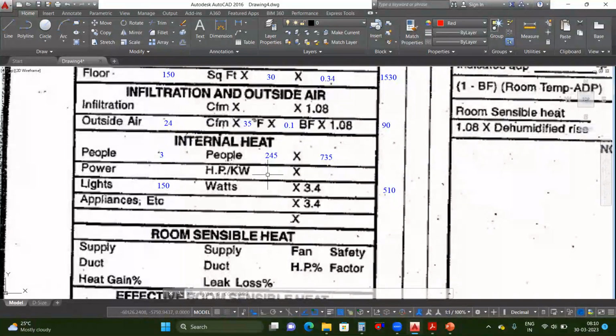Equipment load is, for example, if you take this office space, people will be using laptops, systems, printers, and all other electrical equipment. If people are using these kinds of equipment, that will emit some heat inside the room. So that plays a major role in calculating heat load, and we need to consider it in every room.